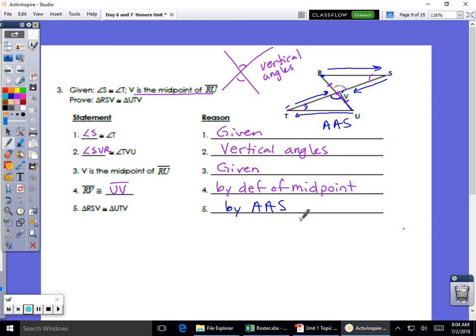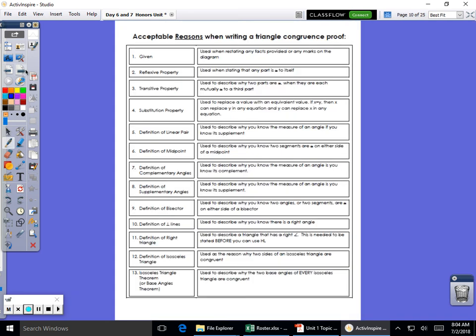I know we're still out of this, not in your packets yet. Okay, so I am trying to print this out today and get you copies.